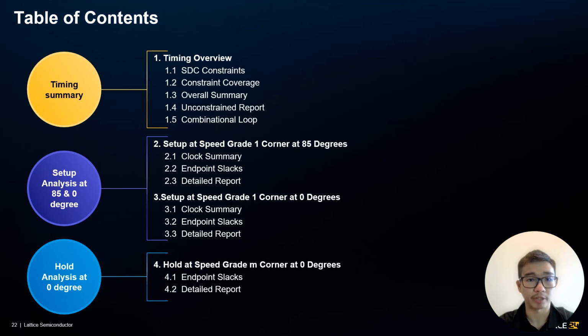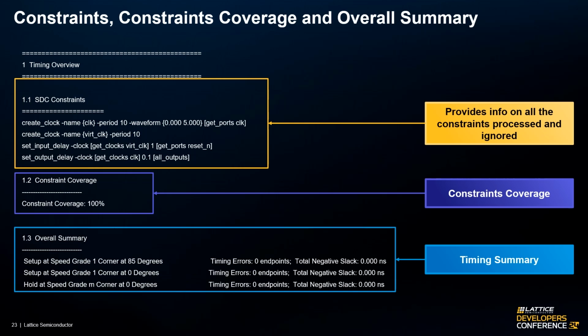The report has 4 sections, the first section being the timing overview, which gives an overview and summary of the timing analysis of your design. Sections 2 and 3 cover the setup time analysis at high temperature and low temperature corners, respectively, while Section 4 covers hold time analysis at the low temperature corner, which is typically worst. We will discuss more on each of these in the coming slides. Let's begin with the timing overview.